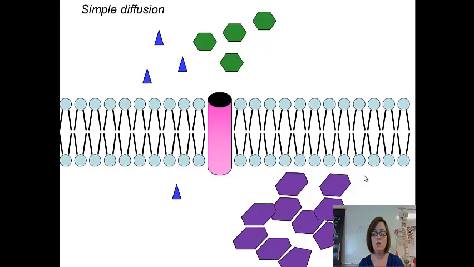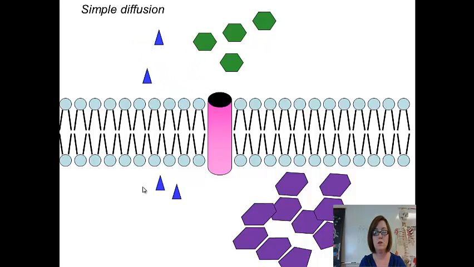So here on the screen we see a cell membrane. And the pink thing in the middle of the cell membrane is a protein. That triangle got right across, right? This is an example of simple diffusion. If something moves from an area of high concentration to an area of low concentration, moving from where there's 3 to where there's 1, that is diffusion, and it's going right across the phospholipid bilayer. That's simple diffusion.